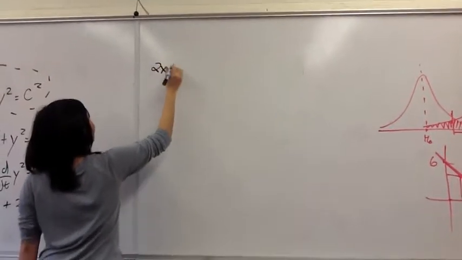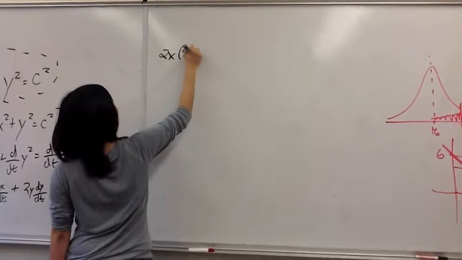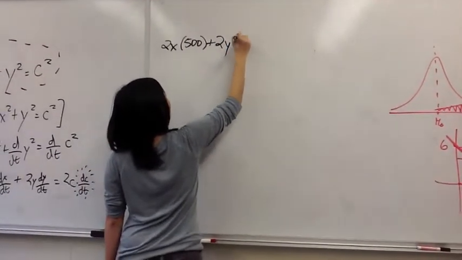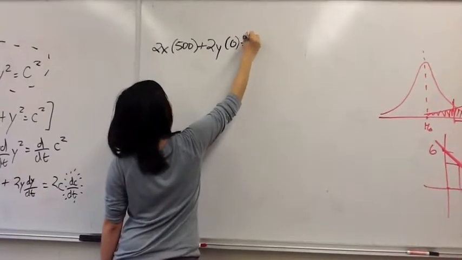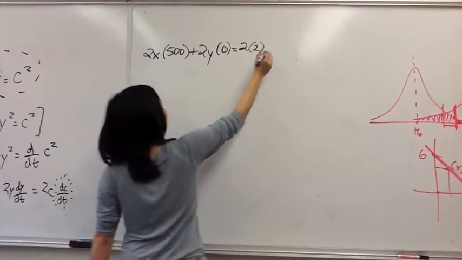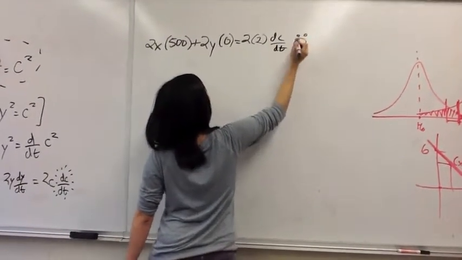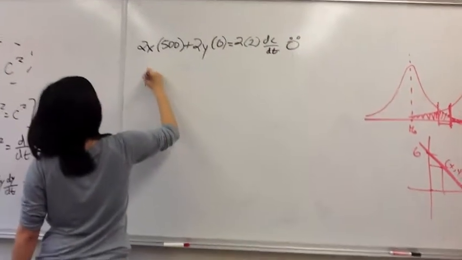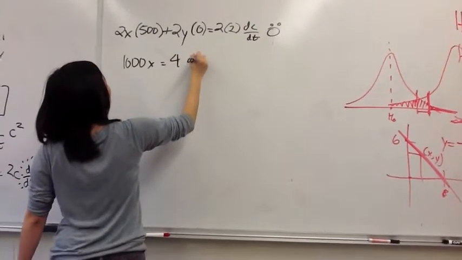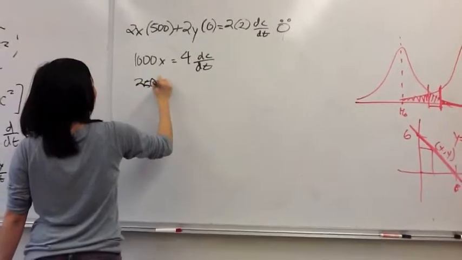Now that we have a differentiated equation, we are going to plug in everything that we know. So for dx over dt, we know that it equals 500. And for dy over dt, we know that it equals 0. We also know that c equals 2, but we do not know yet what dc over dt is, because that is what we are solving for. So now Megan will simplify. And now she will isolate dc over dt.